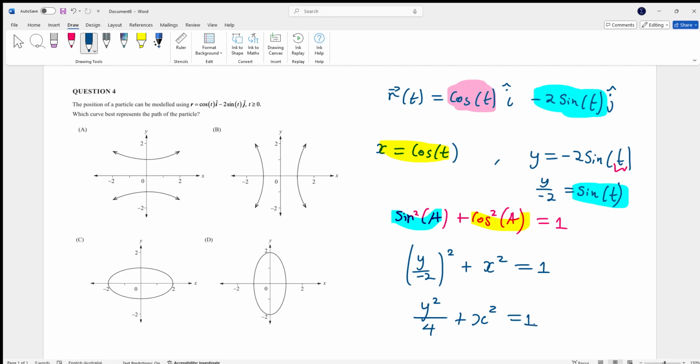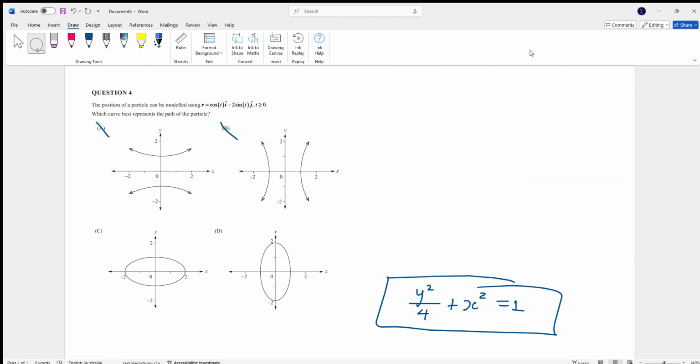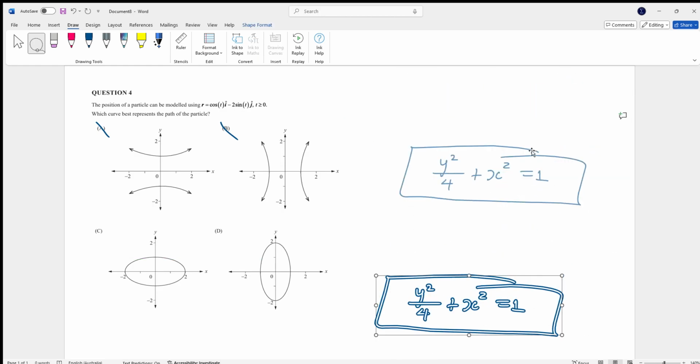Now, what does this mean for us? This is the equation of an ellipse, so I know straight away it's not going to be A or B. It's got to be between C and D. What we've got to understand is which way it's been dilated. So I'll get rid of this working at the moment and move this up.